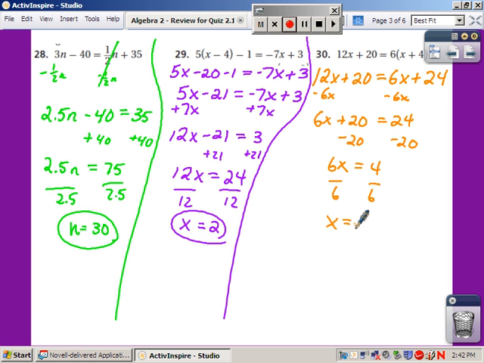So here I have 4 over 6. If you put on a calculator, you're going to get a decimal anyway. So let's just reduce the fraction and be done with it. 2 goes into both, 2 on the top and 3 on the bottom. Final answer.